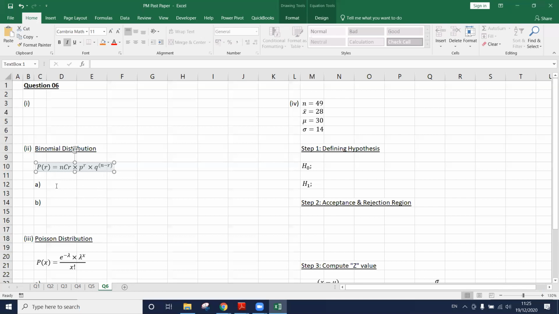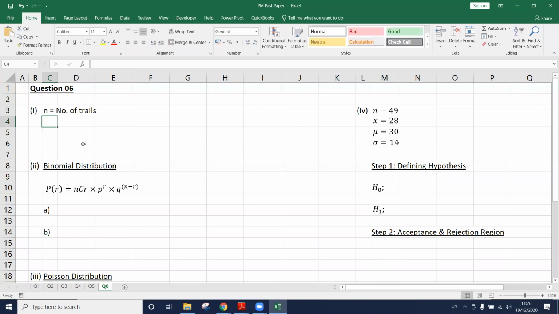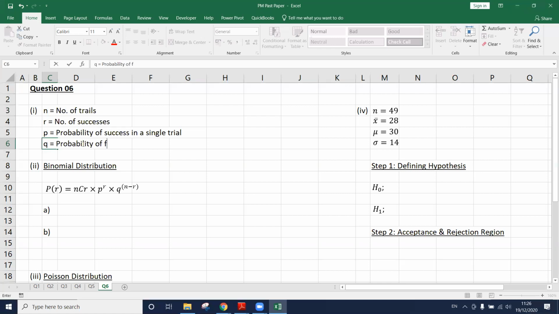R number of successes equals to this. So parameters means what we denoted by each of these symbols. N stands for what? Number of trials. R stands for what? Number of successes. P stands for what? Probability of success in a single trial. Q stands for what? Probability of failure in a single trial. Those are the parameters of binomial distribution.